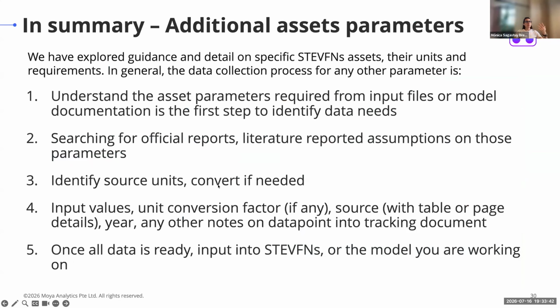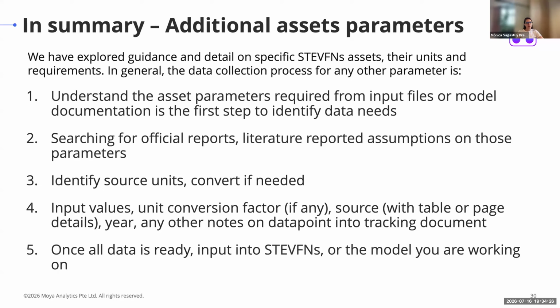So in summary, for any additional asset parameters, the idea is to understand what asset parameters are required from the input files. That's the first step to identify any data needs. Then you can go ahead and search for official reports. For the parameters that I've shown as examples, you can use that as guidance. But there are many other institutions: there's IEA, IRENA we've mentioned, and resources that are open and accessible. So we can identify what source encompasses the data needs that we've identified in step one.